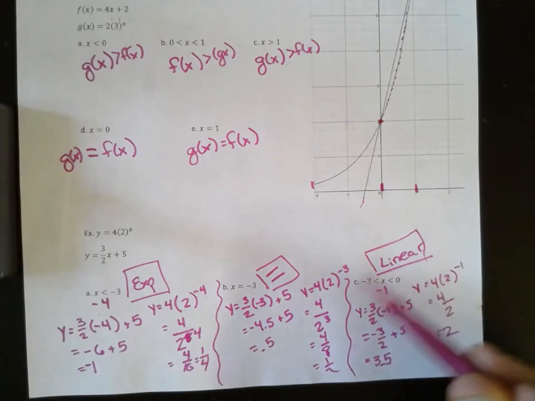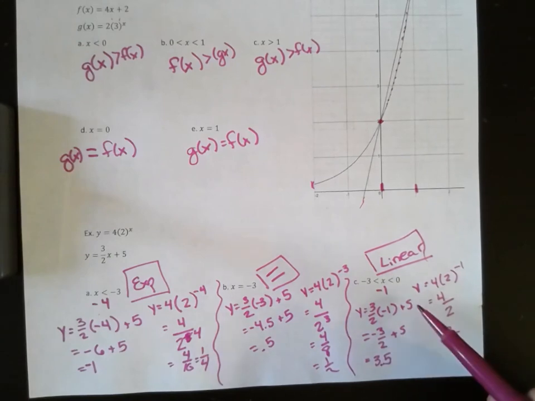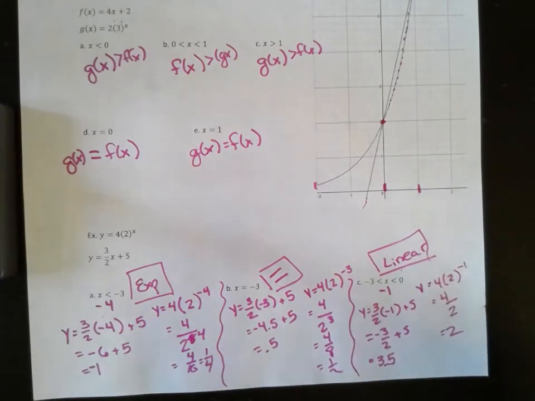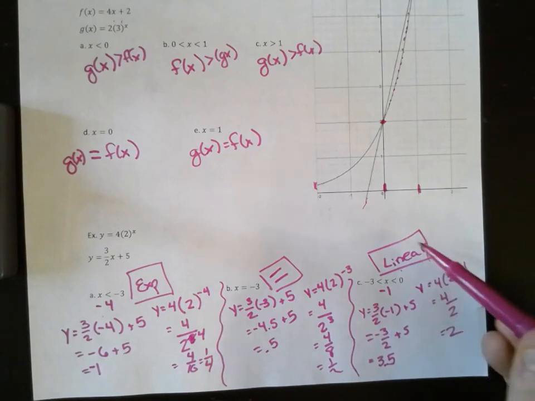I don't have to check every number in the interval. If one number works, that means it's always going to work. I'm sure you can figure out what happens at 0, then past 0, just based on our last example as well. But again, you can see within this range, it's linear.